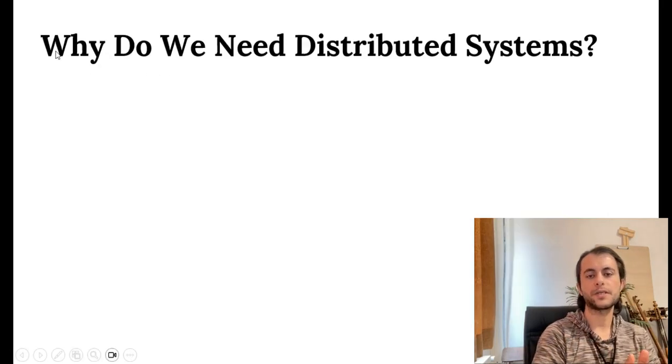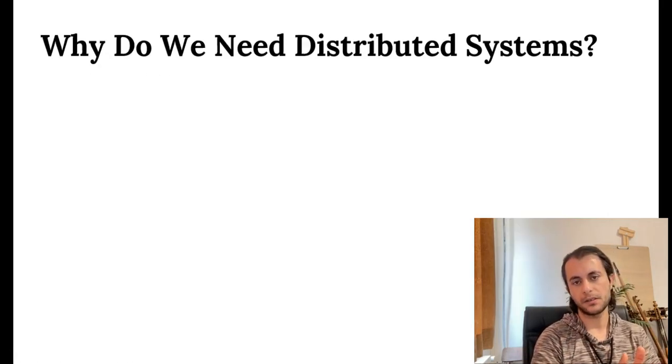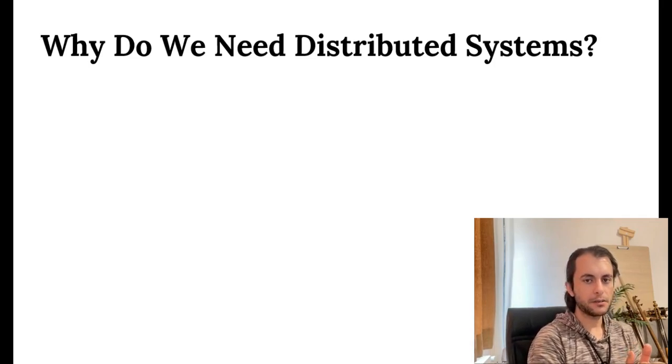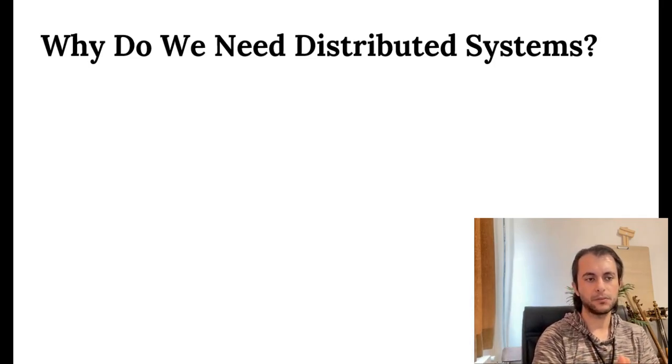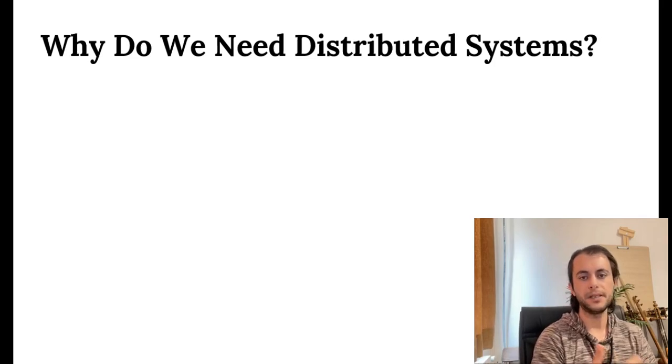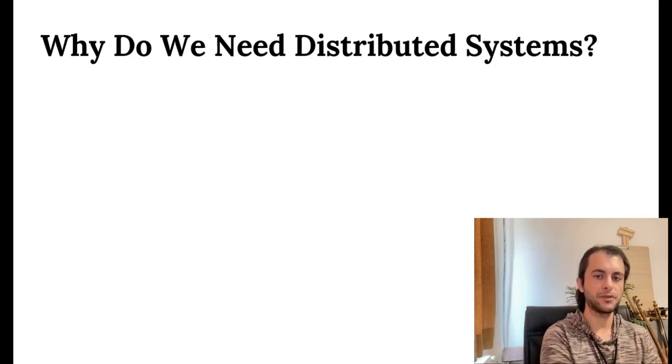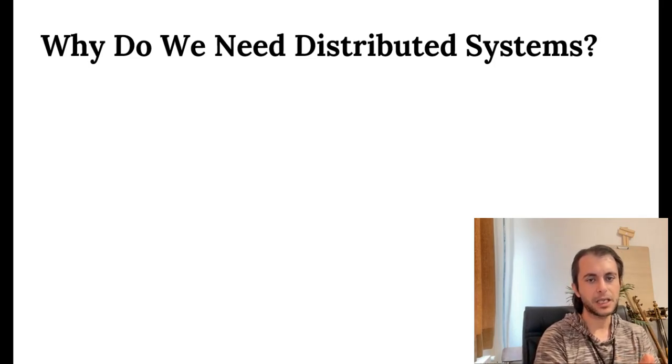So now the question is, why do we need distributed systems? There are three main reasons. One is that one server cannot handle millions of users. It cannot handle billions of requests. So as a result, we have to add more servers. Instead of making one server bigger, we add more servers, and this is called horizontal scaling. So the first reason is scalability.